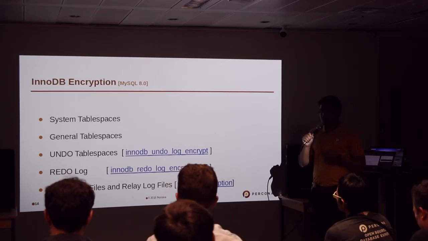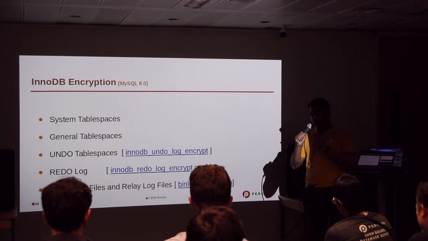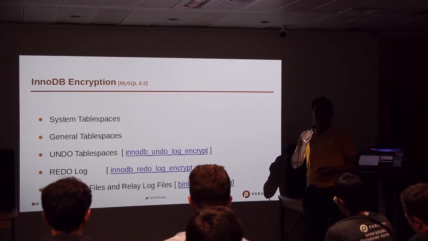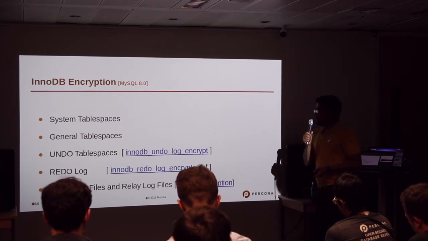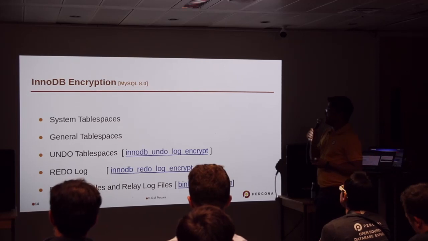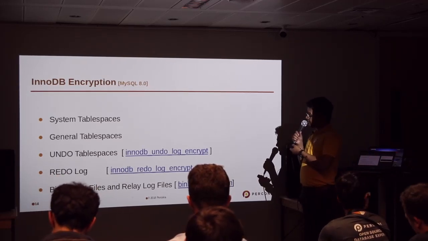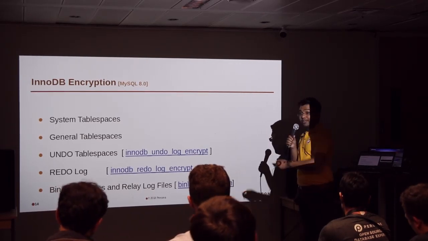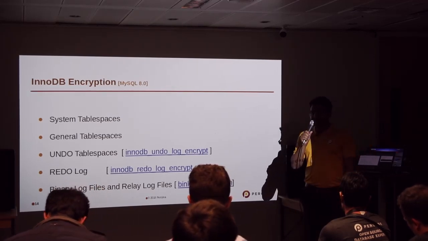Tablespace encryption. In 5.7 we have file-per-table encryption enabled, but that is only partial, because what about other tablespaces, my binary log, my redo log? Whatever I have in my data directory is not encrypted. So this is improved drastically in 8.0. Now we have system tablespace encryption, general tablespace encryption, undo tablespace, redo, as well as binary log and relay log encryption, which is introduced in 8.0.16. I mean, it will be released soon.